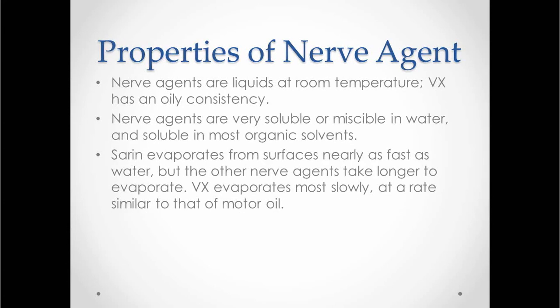Properties of nerve agent. Nerve agents are liquids at room temperature. VX has an oily consistency. Nerve agents are very soluble or miscible in water, and soluble in most organic solvents. Sarin evaporates from surfaces nearly as fast as water, but the other nerve agents take longer to evaporate. VX evaporates most slowly, at a rate similar to that of motor oil.